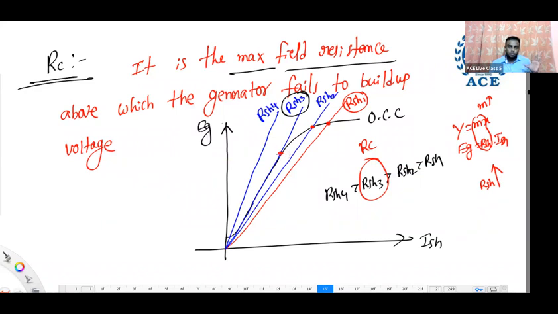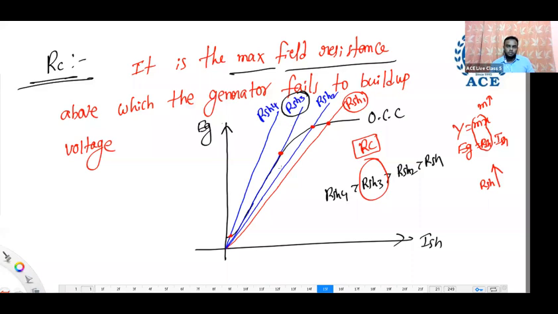Voltage builds up to this. RSH4, what is the intersection point here? This much voltage only builds up, almost the residual voltage, very, very small. That is negligible voltage. So voltage will not build after RSH3. So what is the critical field resistance here? RSH3. That is the maximum resistance. Above that, the generator cannot build voltage.